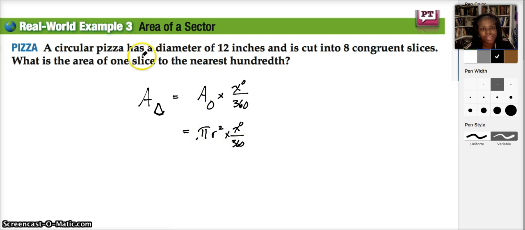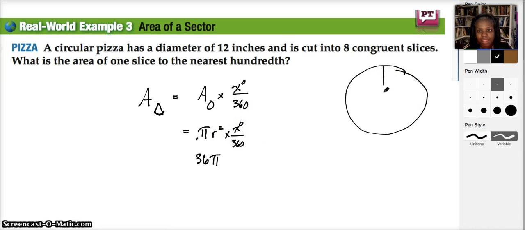Okay, so what is the radius? The diameter is 12, so the radius must be 6. So we get 36 pi by squaring that, 6 squared, 6 times 6, 36 pi. And now we need to figure out what this angle is here. So I recognize that we're cutting the pizza like many people do into 8 equivalent slices, or approximately equivalent.